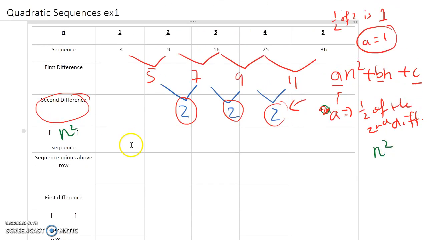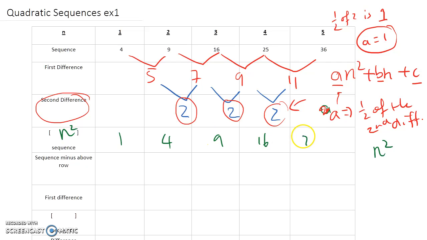Now, what I'm actually going to do is calculate what my n squared sequence is going to be. So my n squared sequence will be 1, 4, 9, 16, and 25. How did I get that? I just looked at this number here and I squared it.